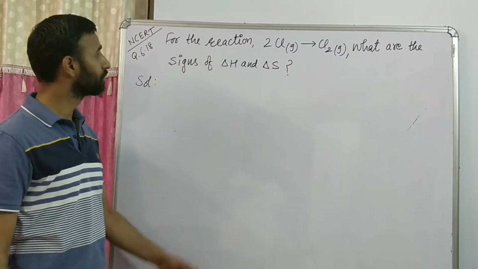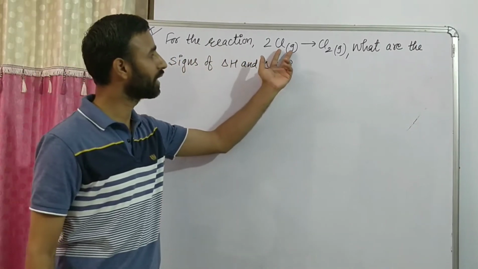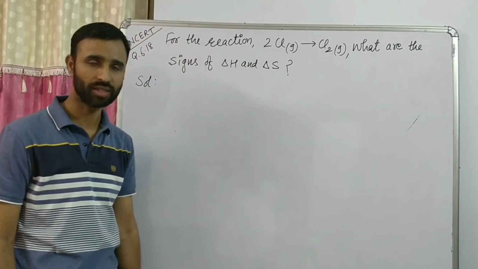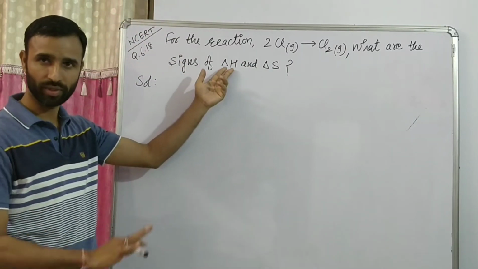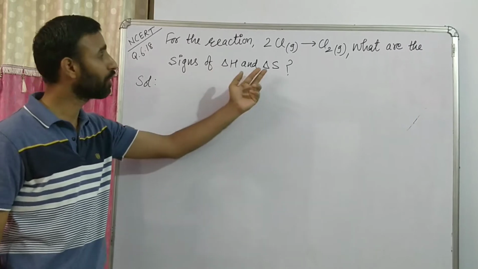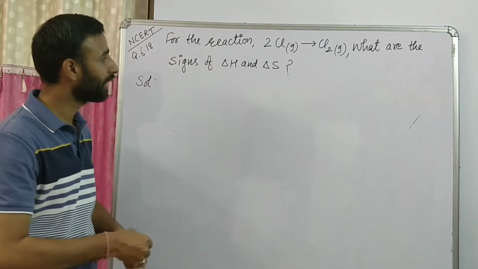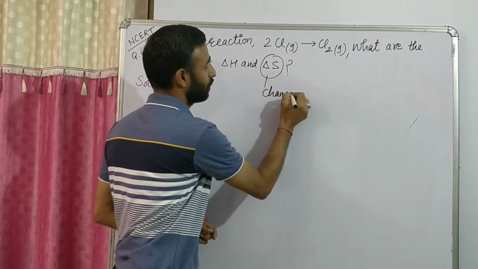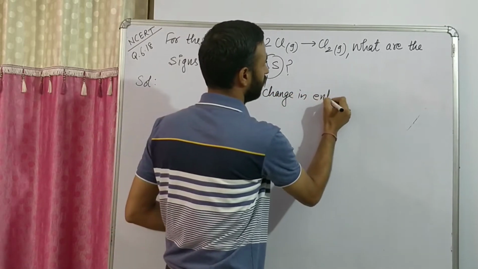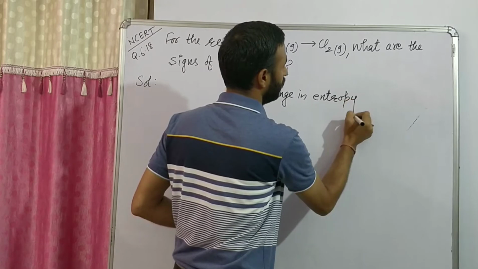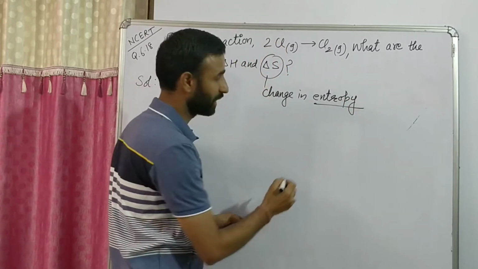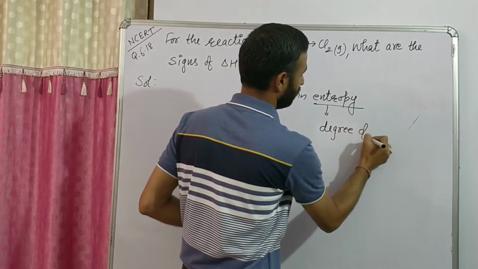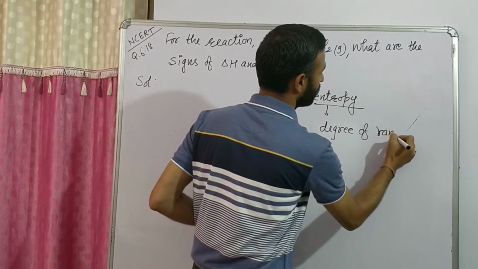So next question is, for the reaction 2Cl gas to Cl2 gas, what are the signs of delta H and delta S? Delta H, you know already, we have discussed about delta H. Now what is delta S? Delta S is actually change in entropy. And entropy is actually degree of randomness, or measure of randomness.